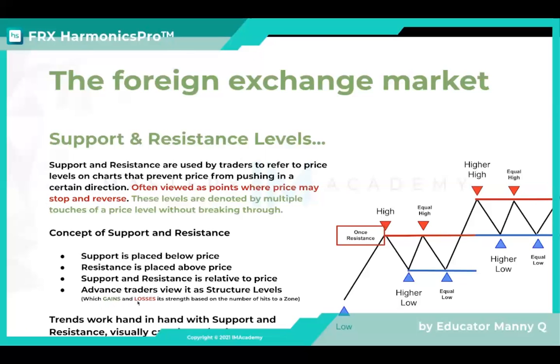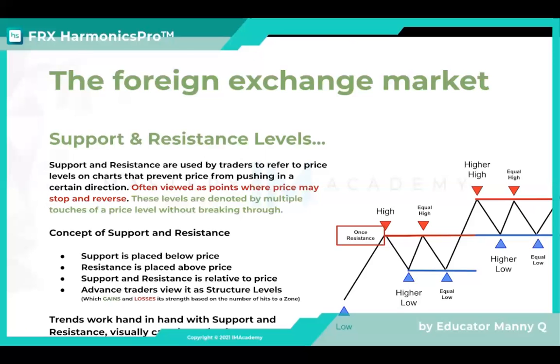Which gains and loses strength based on the number of hits to a zone. So meaning that if we have structure levels or quote unquote support and resistance levels, traders may identify that these zones are strong if they have several hits to a specific zone. Like as we see, this level of support and resistance has 1, 2, 3, 4 hits at this particular zone.